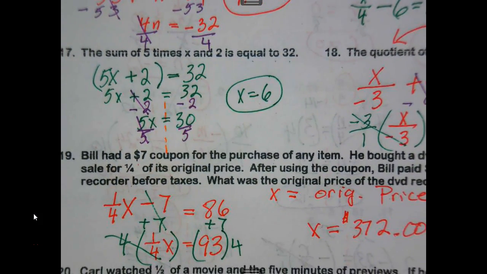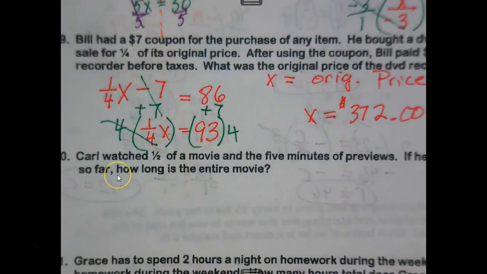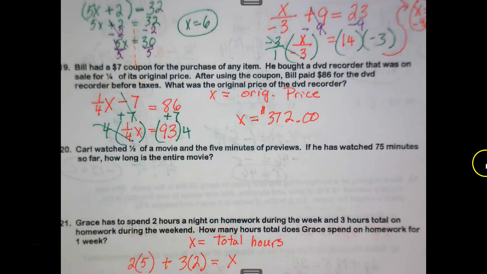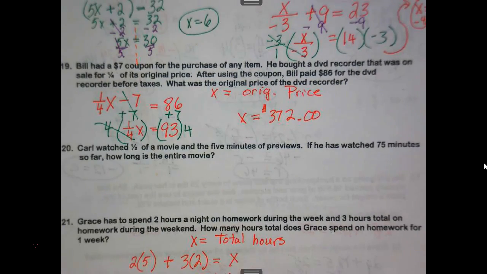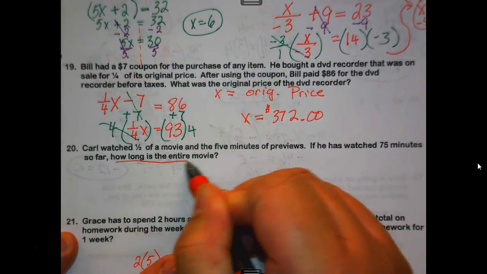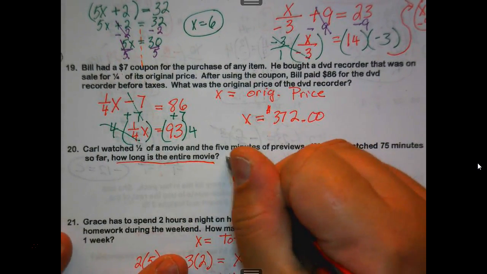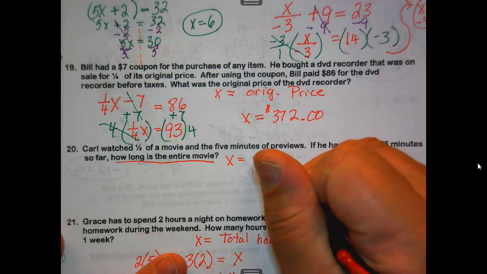Okay, last one. 20. Okay, word problem. Carl watched half of a movie and the 5 minutes of previews. If he watched 75 minutes so far, how long is the entire movie? The question is always going to be our variable, right? So x is going to equal how long the movie is.